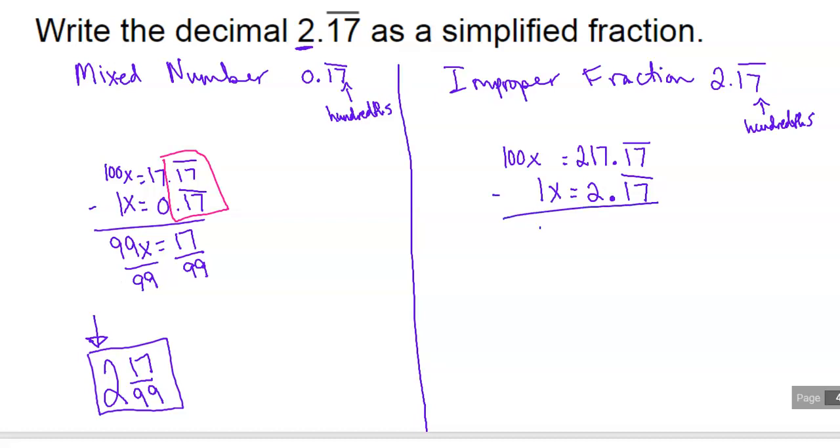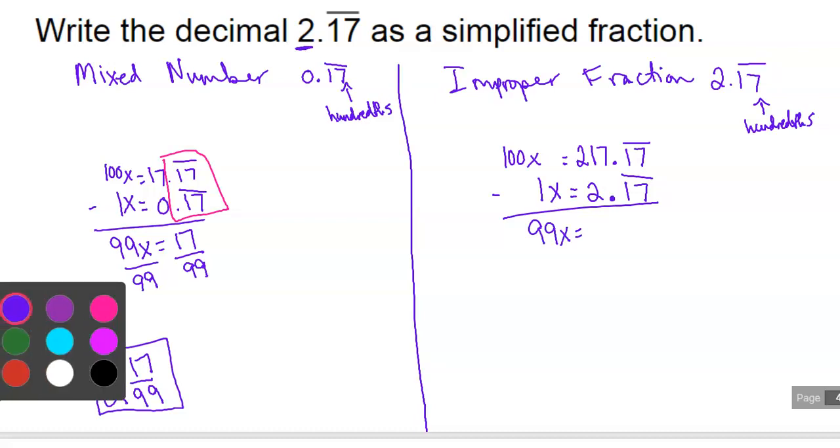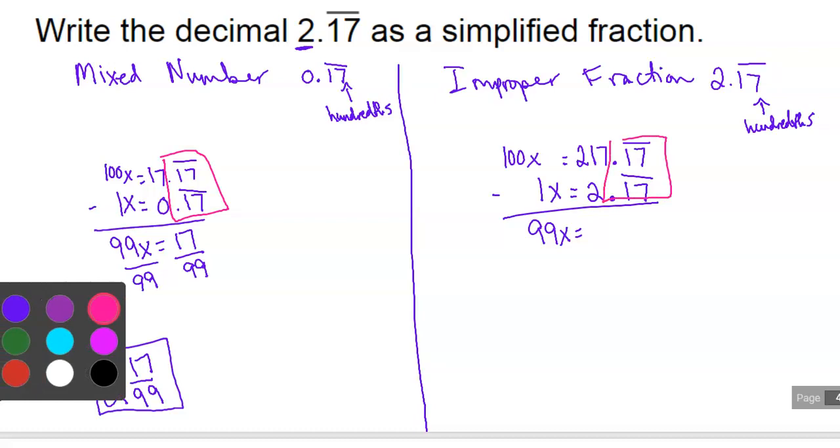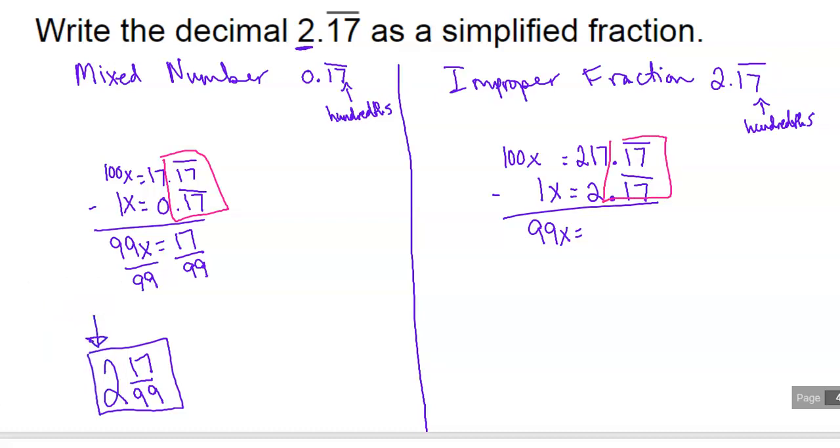When you subtract, you're going to get 99x. And then here, remember your decimals will cancel out. But now I have 217 minus 2, which is 215. And then I can divide, and I'll get x is equal to 215 over 99.